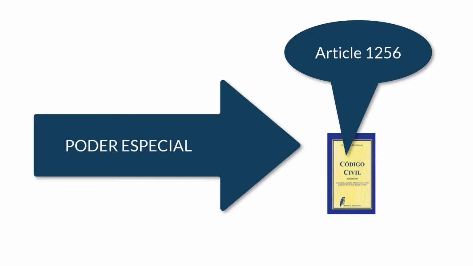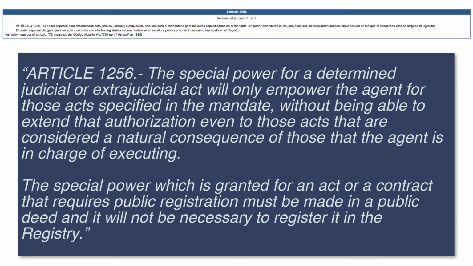Okay, let's move on to the final power of attorney that I'm going to discuss in this video, and that is the Poder Especial. That is the special power of attorney. The special power of attorney is regulated by Article 1256 of the Civil Code. Now, the special power of attorney is more limited in scope. In other words, you grant a special power of attorney when you want somebody to do a specific act. And you have to be very clear at specifying exactly what you want done because it is interpreted very narrowly.